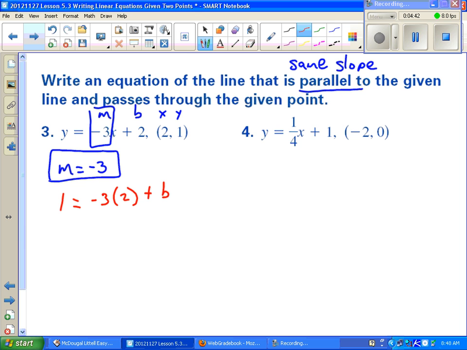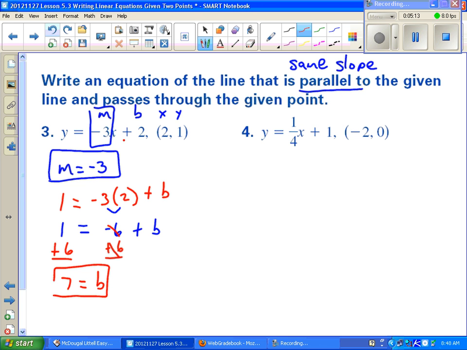Now it says parallel. You don't use this value of b because it's not the same line. It's just parallel to that line, so we don't know what b is. -3 times 2 is -6 plus b equals 1. Get rid of -6 by adding 6. Add 6 on that side, you have to add it on the other side as well. 1 plus 6 is 7 equals b, these will cancel.